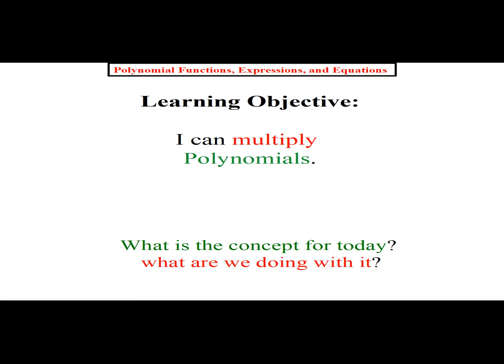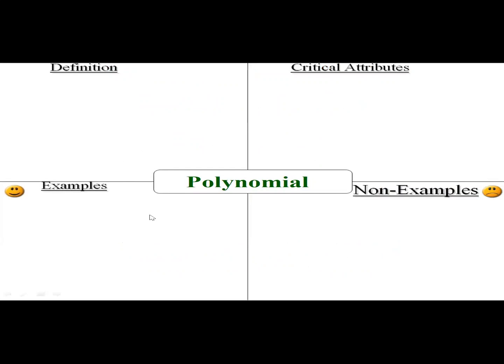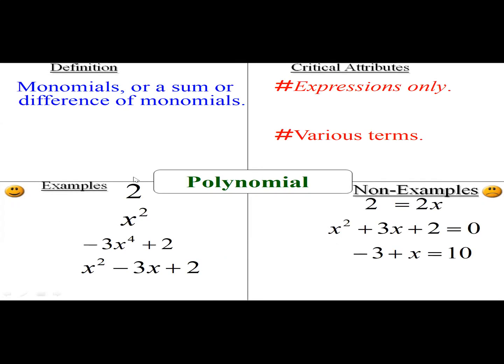Yeah, polynomials. So that's why for your Frayer model, we don't need one, right? We already know what the definition is without looking at your notes. So do me a favor, don't copy it. Just turn to your neighbor, let them know the definition for polynomials. All right, so hopefully they said something like this. There's the definition. They said monomials that add and subtract, something like that.